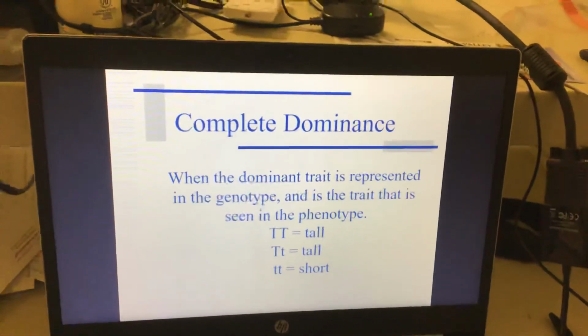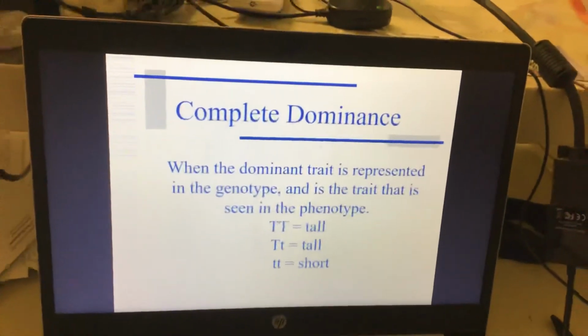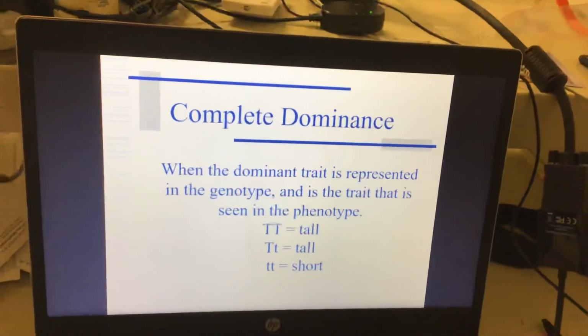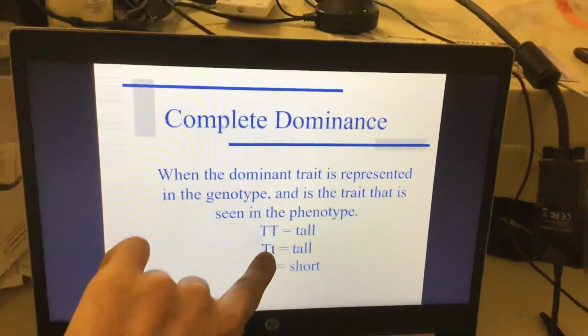That is complete dominance. There will be times in the future that we talk about where they go head to head and neither of them really win. They both kind of share it. But in this instance, one shows and one does not.